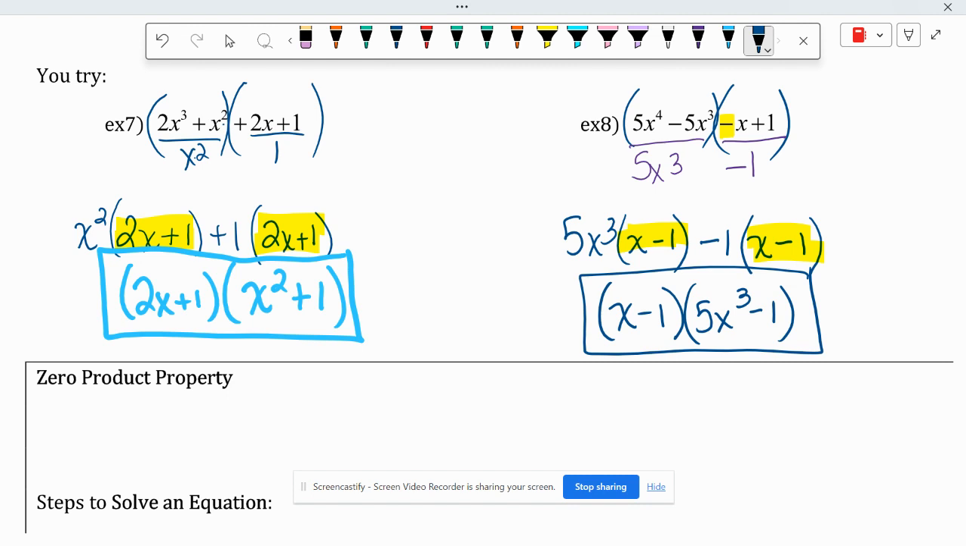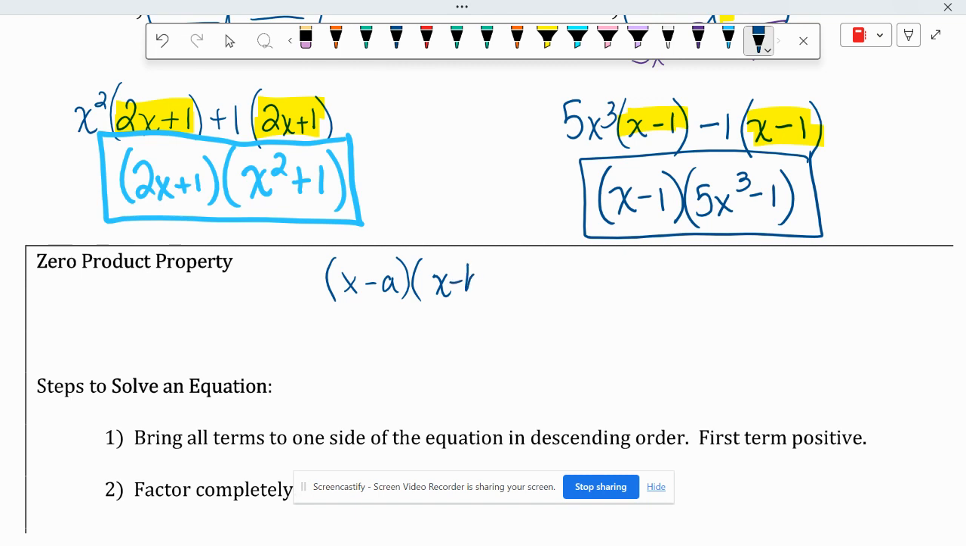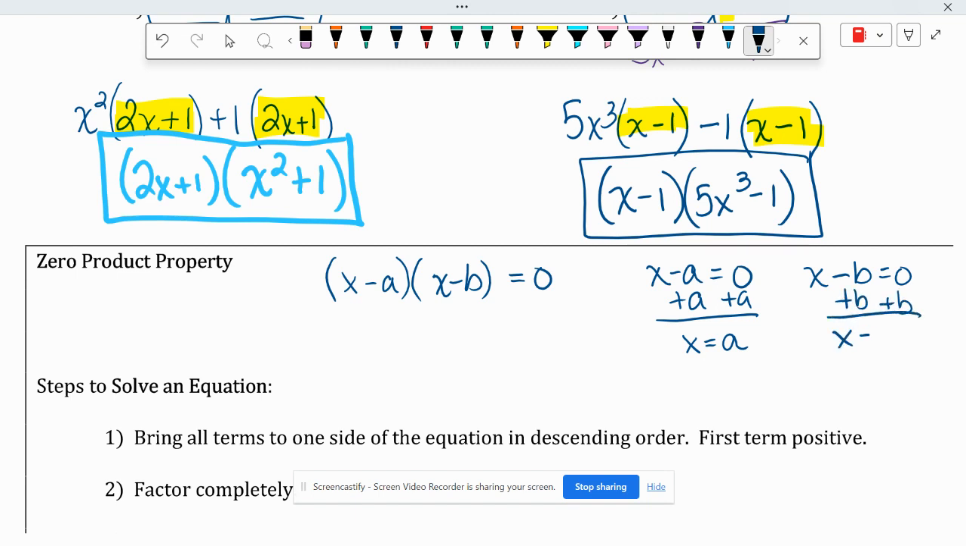So we've done factoring by taking out a greatest common factor. We've talked about factoring by grouping. And this last one is the zero product property, which says that when you take two binomials and you multiply them together, if they equal 0, remember that means either the first term equals 0 or the second term equals 0. So if x minus a equals 0, when I add a to both sides, x equals a. Or if x minus b equals 0, when I add b to both sides, x equals b.